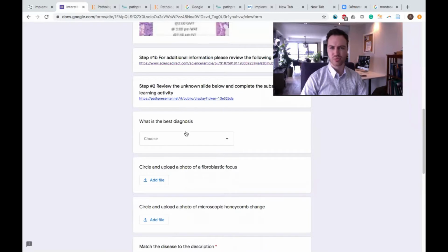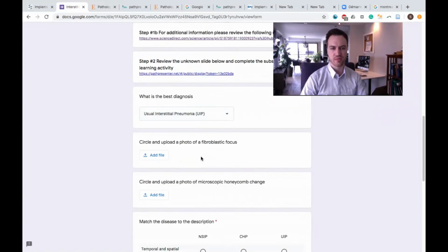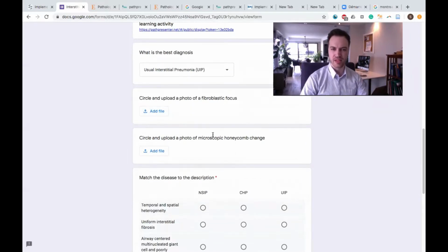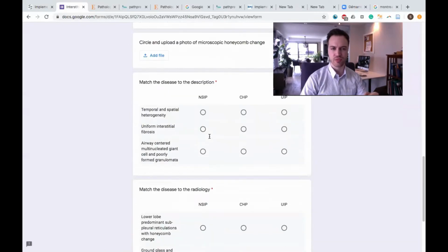Now, the first question was, what is the best diagnosis? Well, when I was looking at the YouTube video, it looked kind of similar to the case there, spatially and temporally heterogeneous. I think this is UIP. I'll upload the photo of a fibroblastic focus just to show that I think I identified the right spot. And then microscopic honeycomb change, the screenshot I took earlier.